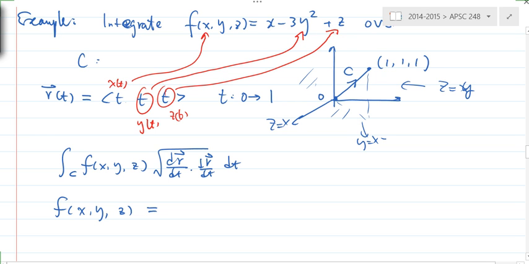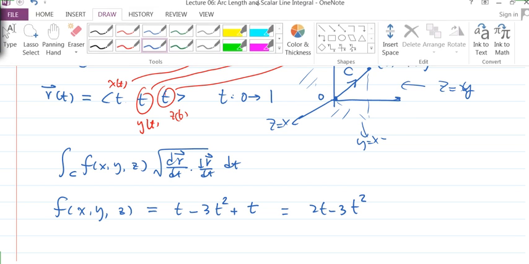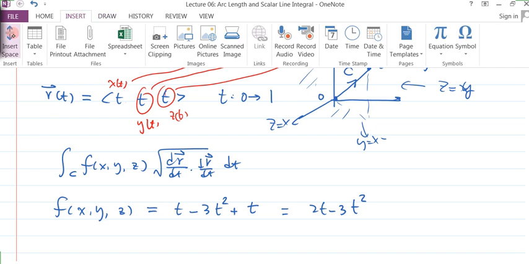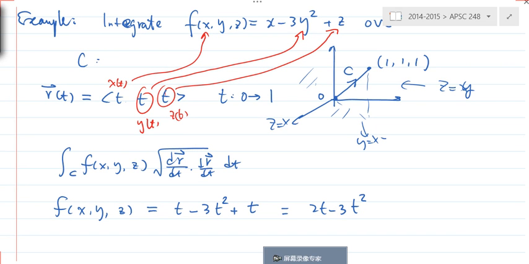Essentially the function we're integrating becomes t minus 3t squared plus t, and of course that equals 2t minus 3t squared. Once we figure this out, we can continue on to the integral here.